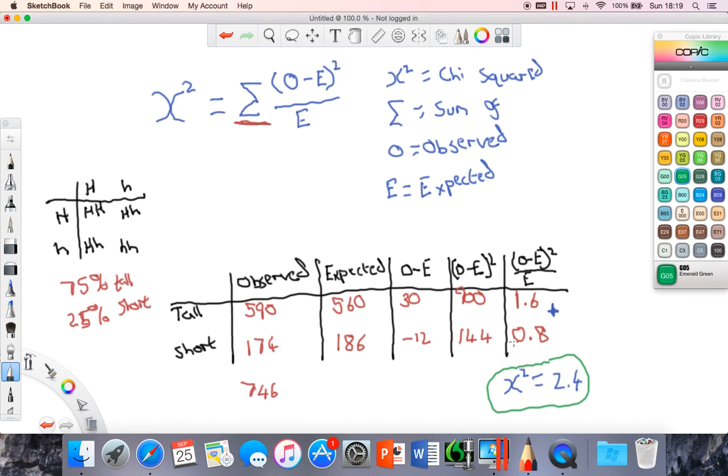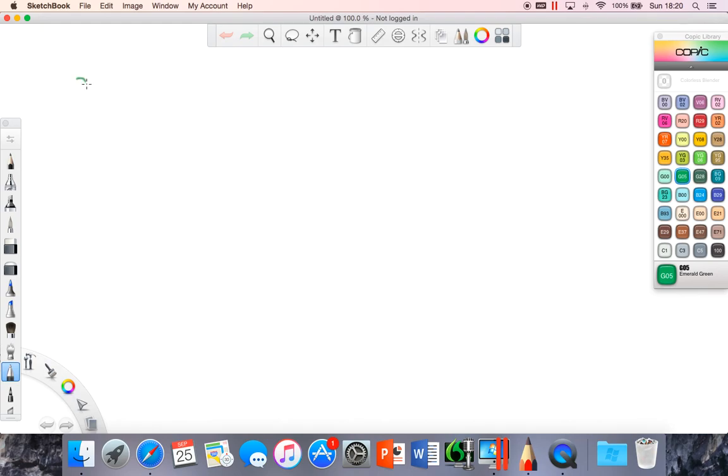Okay? Now, this is where we need to take into account something called critical values. So once you've worked out your chi-squared value, you need to compare it to a table of critical values. Okay? So 2.4 is our chi-squared. So when I make this new, I'm going to write that at the top dead quick. So our chi-squared is 2.4. We've just worked that out by using our expected and our observed values. So, as I just said, you need to compare this to something called a table of critical values.